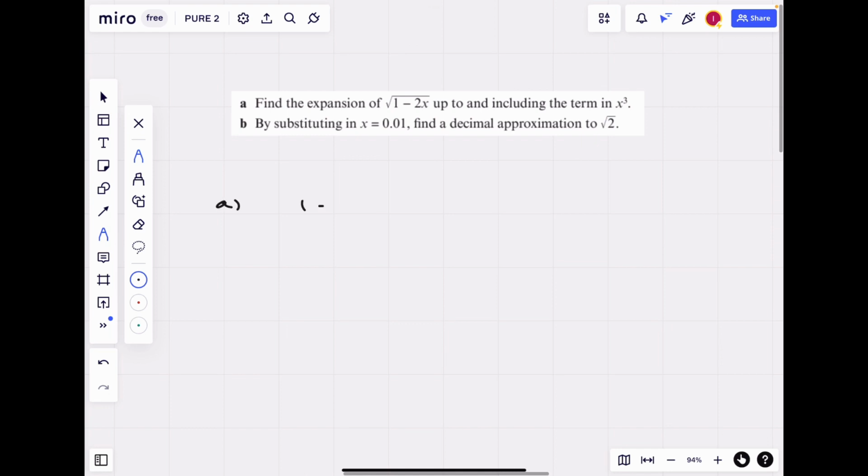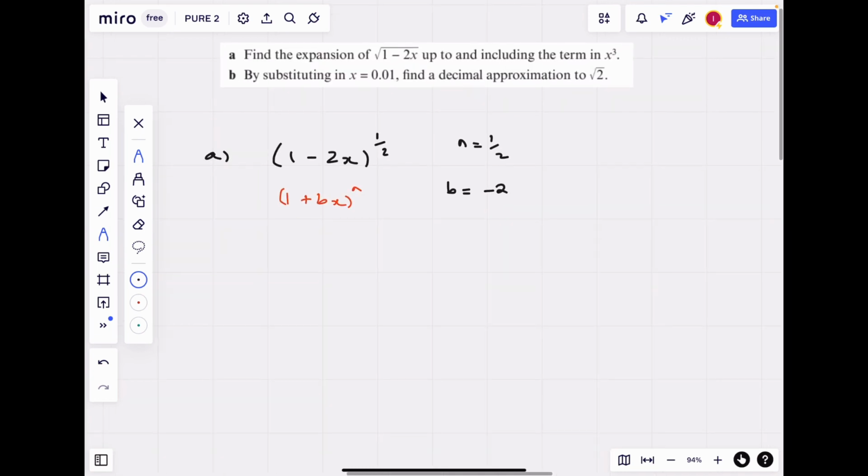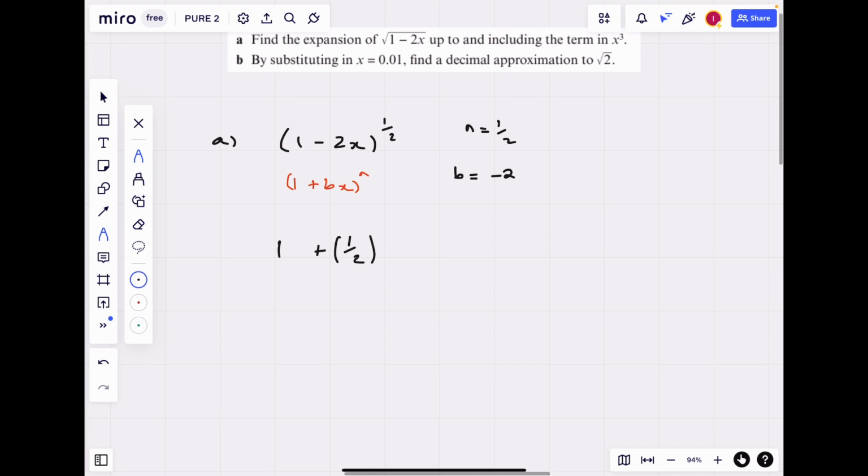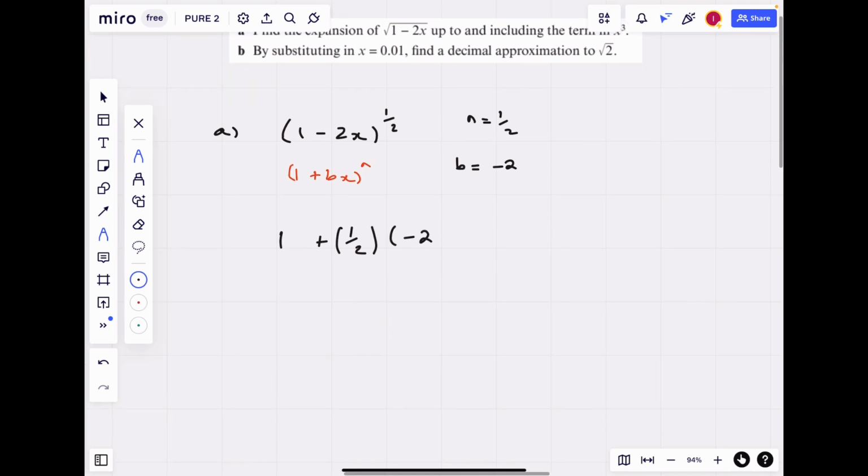So you should get (1 minus 2x) all to the power of a half. That means our n equals a half, and we've got the 1 plus bx form where our b is minus 2. That's just something to keep in mind. Our binomial expansion always starts with 1, so 1 plus nx. Our n is a half, and then we're timesing that by our x, but in this case it's going to be bx.